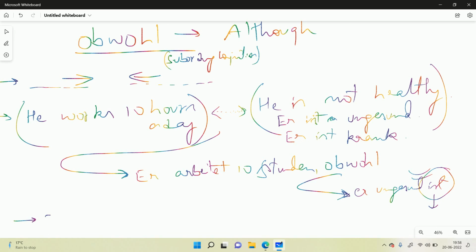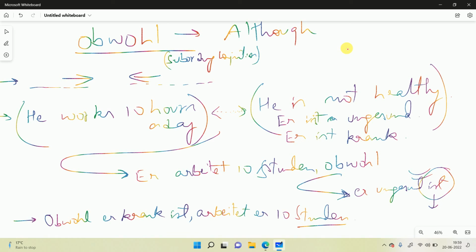However, that may be a little complex. So it turns out like obwohl krank ist, right? Arbeitet 10 Stunden. Now here if you see, the word order and everything is jumbled up. I mean, I was always telling that a verb will come at the end. So here it is not like this. So what has happened here?